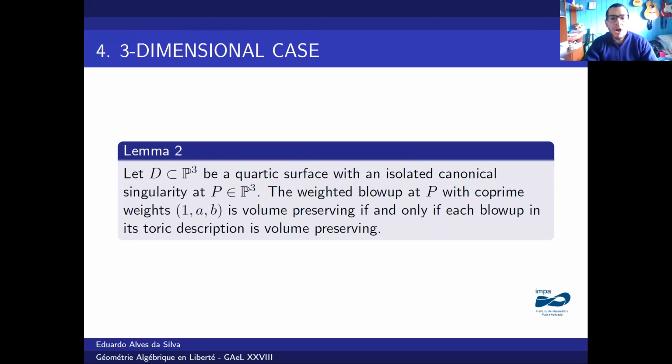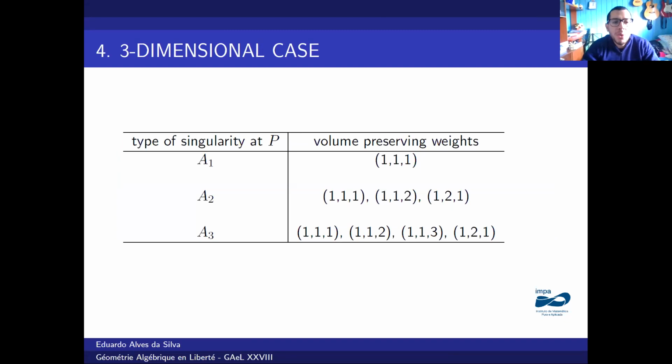And this condition of being volume preserving will impose strong restrictions on the centers of these blowups. And using it, we are able to give an explicit description of these centers as well. And using this idea, I have analyzed some types of canonical singularities at P in P3 and obtained all the possible volume preserving weights.